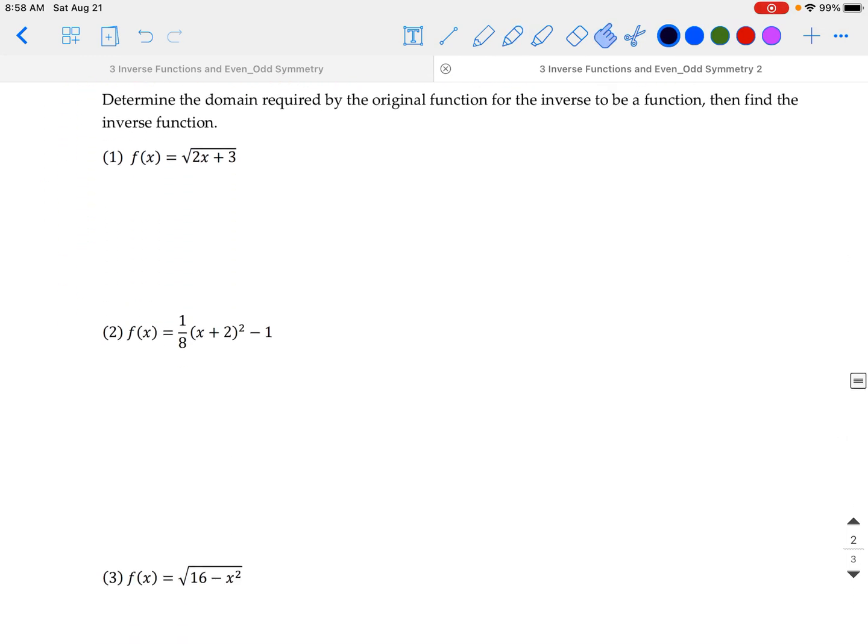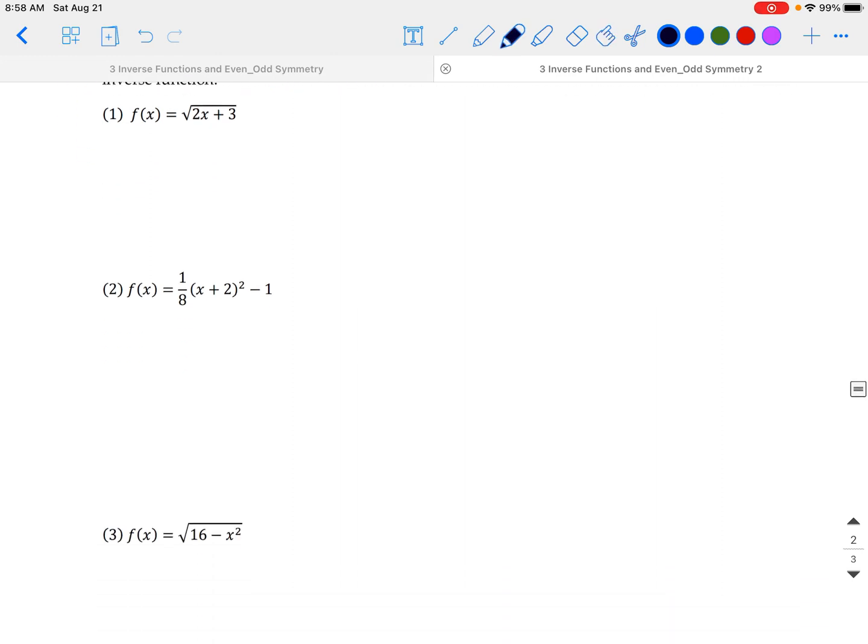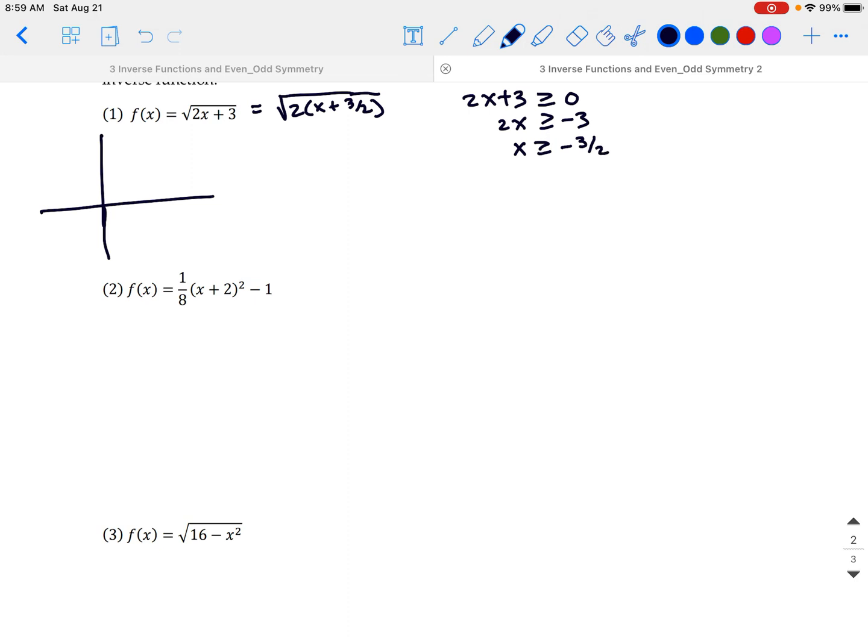So we want to determine the domain of the original function and find the inverse function here. So our first function is pretty straightforward. It's a square root function. So we have radical 2x plus 3. We can note if we factored out the 2, we can figure out what the transformation is going to look like. So instead of our standard square root function starting at 0, 0, we'll note that 2x plus 3, that inside value of our domain, has to be non-negative, obviously. So 2x is going to be greater than or equal to negative 3, and x is going to be greater than or equal to negative 3/2 or negative 1.5.